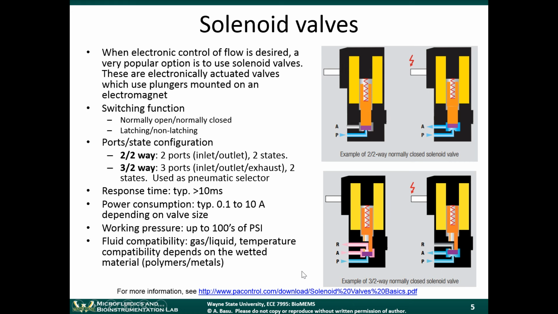Solenoid valves can respond relatively quickly, greater than 10 milliseconds, less than 1 second. But electrostatic valves are obviously much faster than that. They can respond on the order of less than 1 millisecond. Solenoid valves rely on electromagnets, so they're typically high power. You have to run a lot of current through them. 0.1 amps to 10 amps is typical. They can work at relatively high pressures, like hundreds of psi.